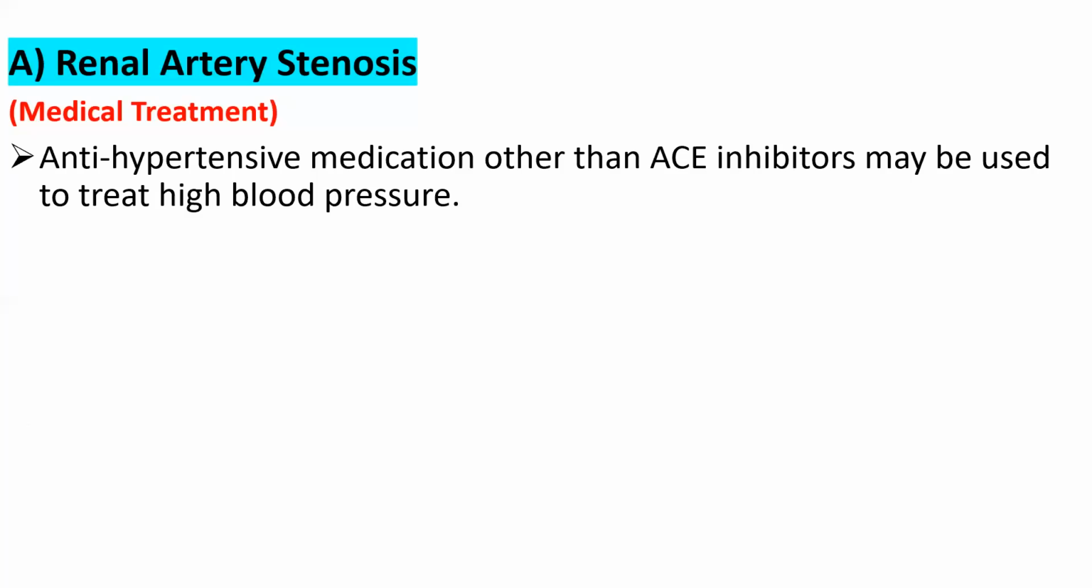So let us discuss the medical treatment. Antihypertensive medication other than angiotensin converting enzyme inhibitors must be used to treat high blood pressure. Medicine for hypertension, high blood pressure, we call antihypertensive medication. So many of these need to be provided in order to treat high blood pressure. That will be the medical treatment.